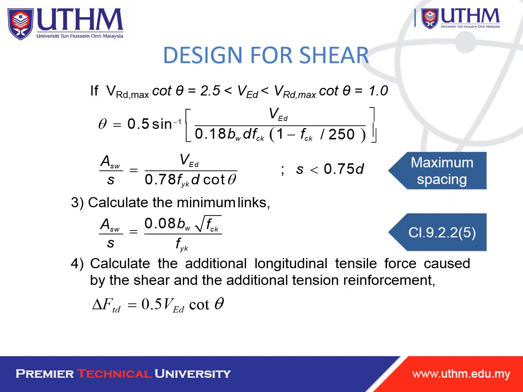If VRD maximum at cot theta 2.5 is less than VED, but VED is less than VRD maximum at cot theta 1, then theta is equal to this formula, and we calculate the shear reinforcement by using this equation, where the maximum spacing is less than 0.75 D. Then calculate the minimum length using these equations, and calculate the additional longitudinal tension force caused by the shear and the additional tension reinforcement by using this equation.